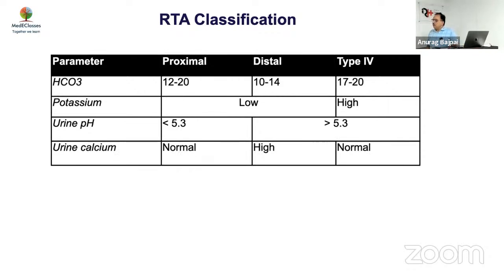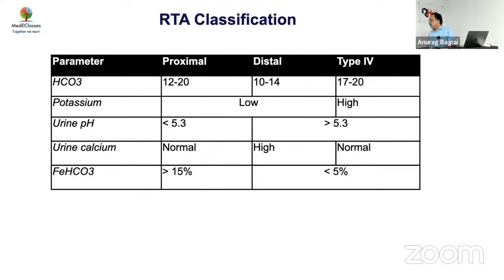Distal RTA, the bicarb would be much lower. Hypokalemia will be much more profound. Urinary pH would be more than 5.3 and hypercalciuria will also be more. But hypercalciuria again is not a discriminatory test. Fe bicarb will be much lower in distal RTA. So the most important test here, I would say, is urinary pH and Fe bicarb.